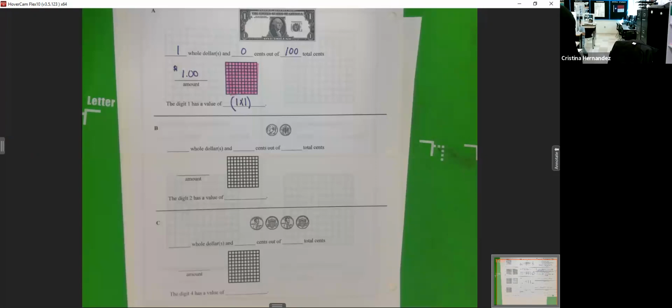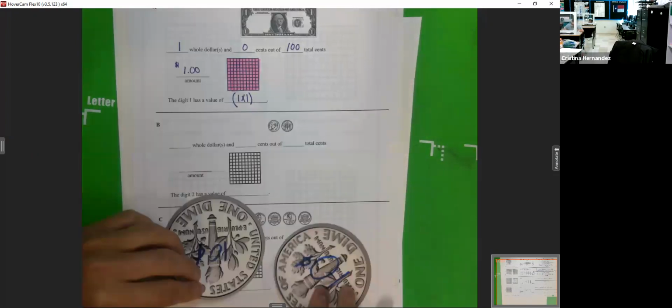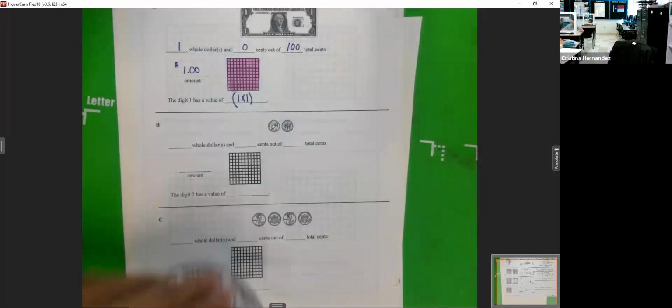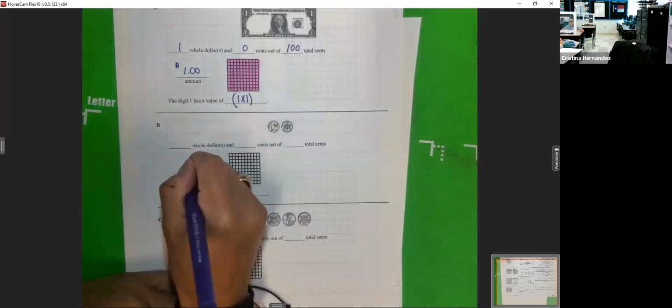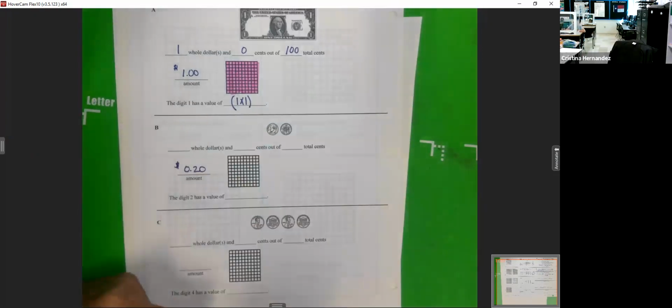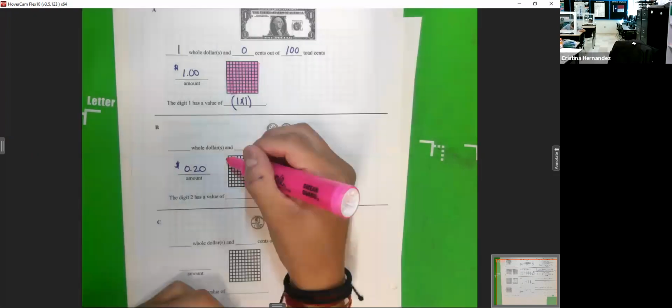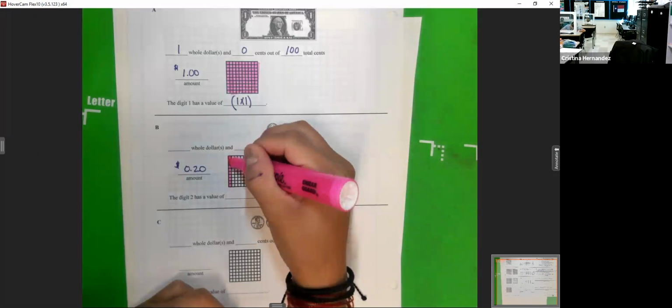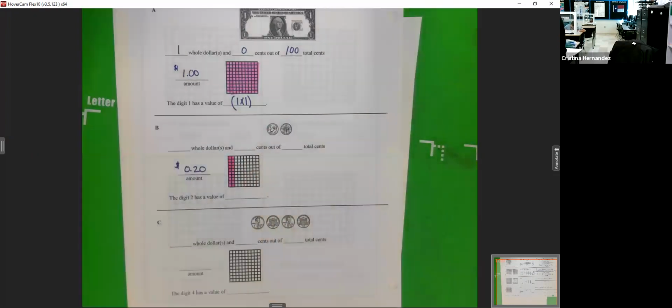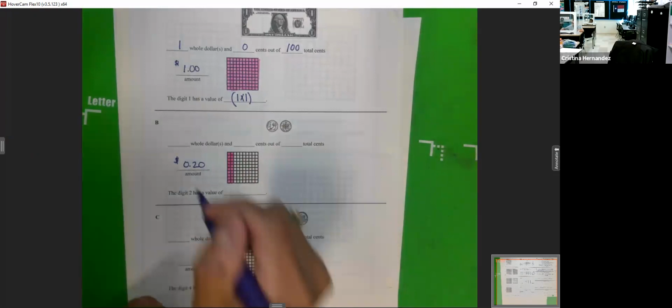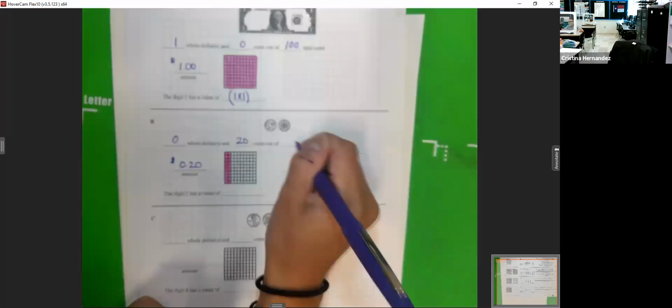What do we have showing here? I know it's kind of hard to see. Let me show you what we got shown here. Two dimes. So how much is that? 20 cents. So we put 0.2 because the 2's in the tenths. How many would we shade in here? How many pretzels? Two. So we just shade in two. Do we have any holes shaded in? Negative, Ghost Rider. 20 cents out of 100 total cents.